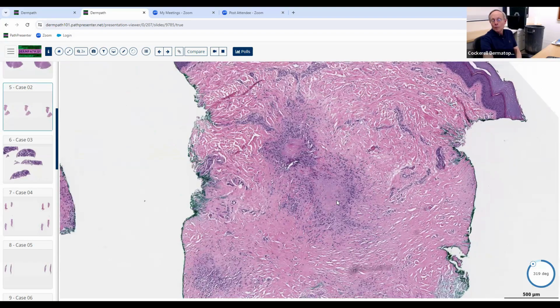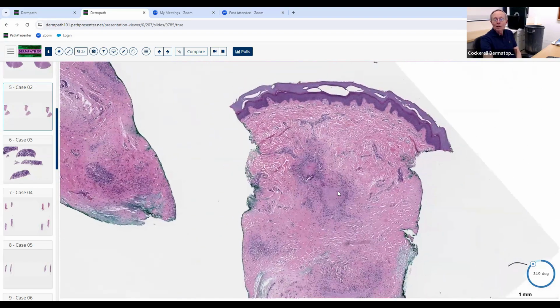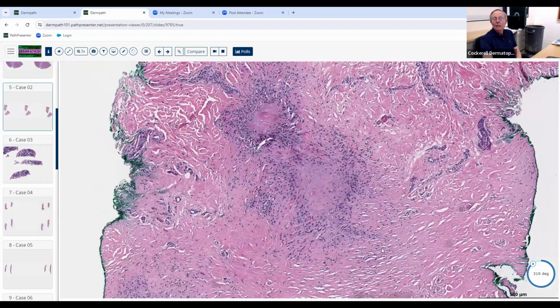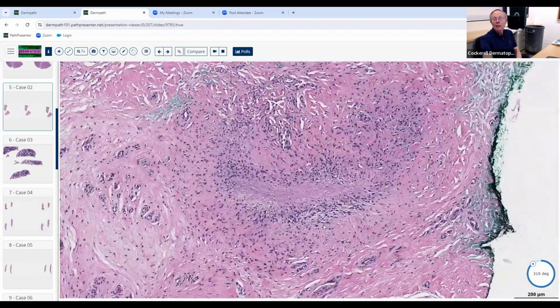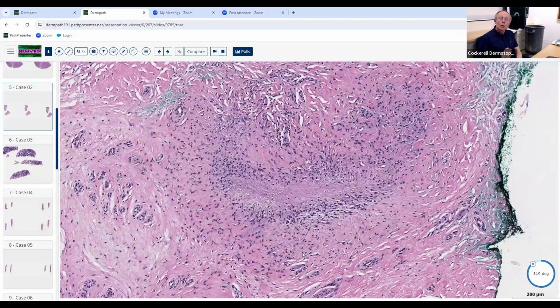The first way that is classically taught is, what's in the center of the palisade? So let's take a look at this palisade. If it's mostly mucin in the center of the palisade, we obviously think of granuloma annulare. If it's fibrin, we think of rheumatoid nodule. And if it's degenerated collagen, we think of necrobiosis lipoidica. And that works pretty well in most cases. Now, there are some exceptions to the rule.